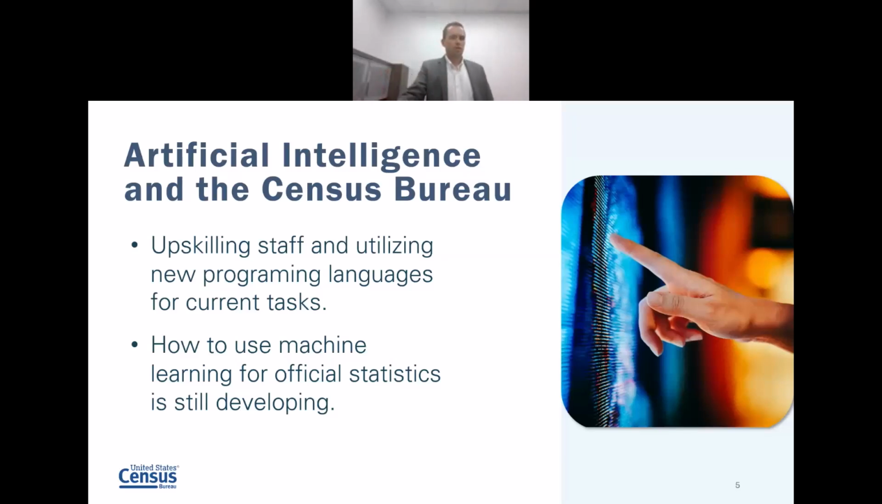We're also being very careful to make sure that we utilize machine learning responsibly when it comes to official statistics, because if you get fed the wrong ad from an algorithm, that's okay, that's low stakes, it's not a problem. But if the Census Bureau were to create an official estimate that had issues with it because of machine learning, that would be a problem. And so we're still developing this idea of how you utilize machine learning for official statistics.